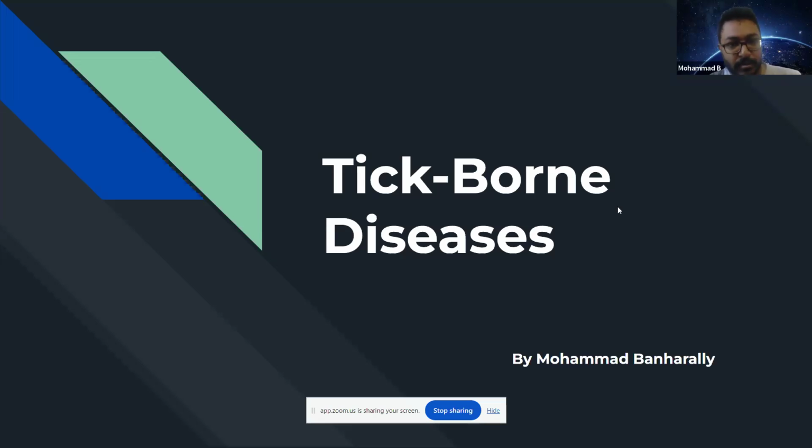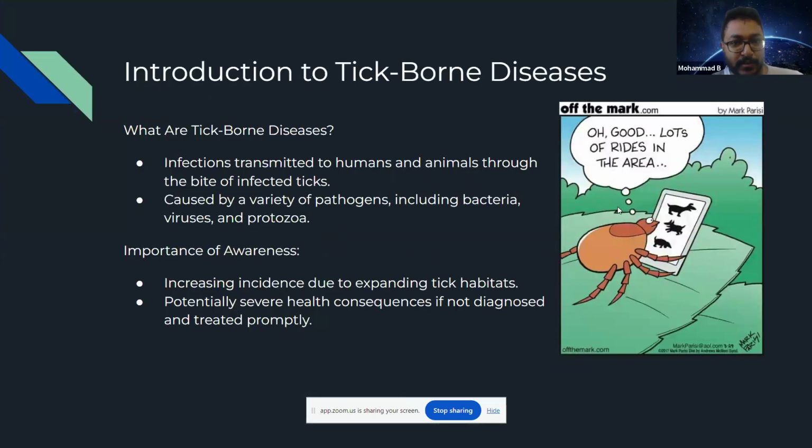So the topic today will be tick-borne diseases. I know those little bugs sometimes will tick people off, so we're gonna see how they tick us off. Okay, so first things first, what is a tick? A tick is an arachnid, and it's very closely related to spiders. And people who have arachnophobia might be scared of these ones as well.